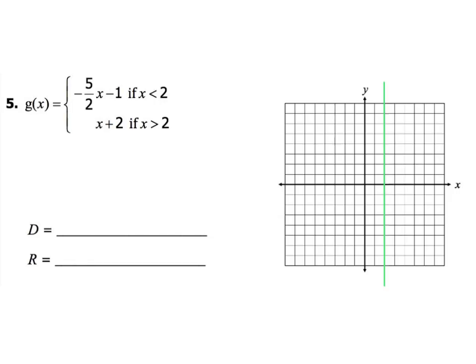So to the left of it will be this function, and to the right of that line will be this function, because we're saying when it's greater than 2, here's our graph. When it's less than 2, here's our graph. All right, so let's start with our first one. So when x is less than positive 2, this is going to be our function. And this is basically the equation of the line y equals negative 5 halves x minus 1. So we know that we want this equation of the line on our graph to the left of x equals 2 because we want it when x is less than 2.